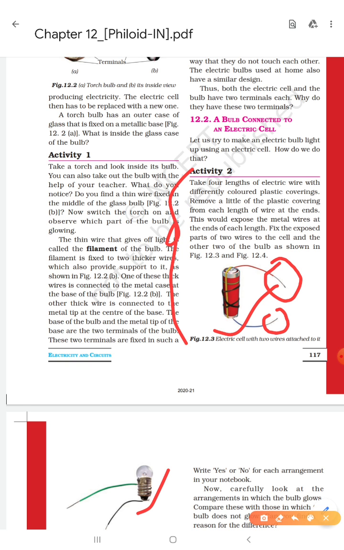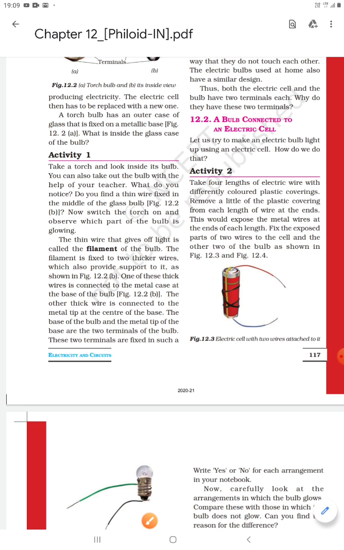Important point: remove a little of the plastic covering from each end. This would expose the metal wire. There is a metal wire, and this plastic covering is an insulator. This is because, if there is no plastic covering, it is producing current, and it can harm us. This plastic covering is an insulator.